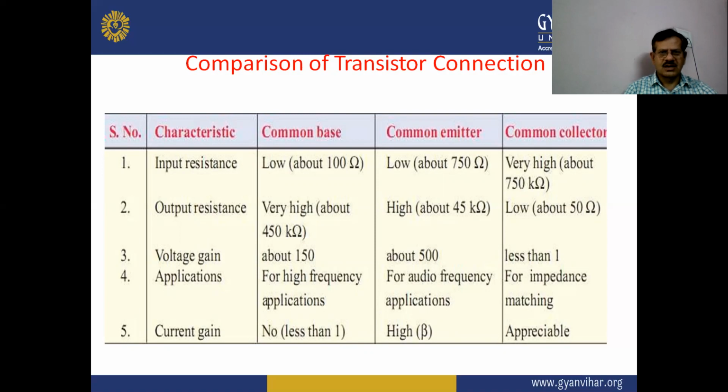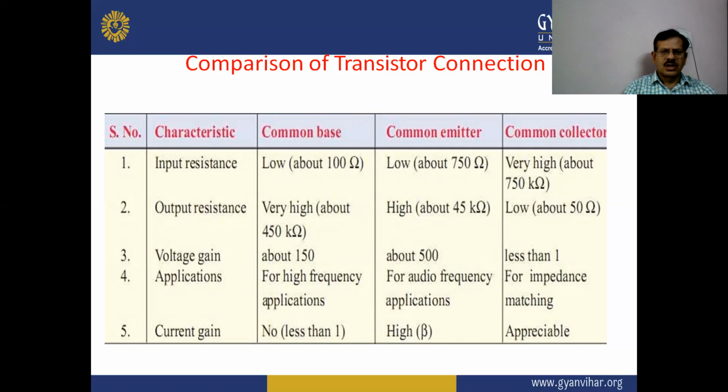So voltage gain for the common base is 150, and for the common emitter 500, and for the common collector, the voltage gain will be less than unity. And the next characteristic of BJT is the application.